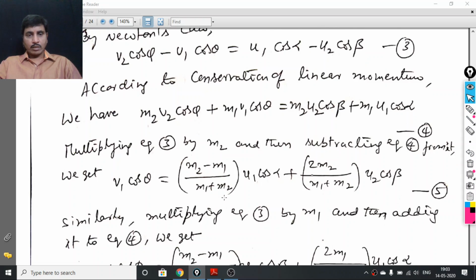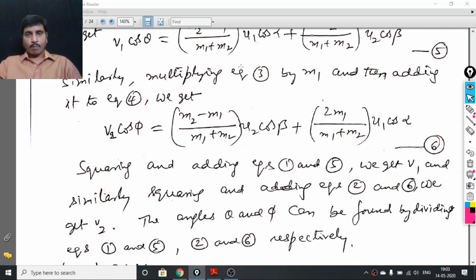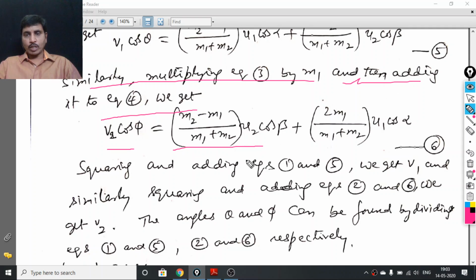Similarly, multiplying equation 3 by m1 and then adding it to equation 4, we get v2 cos phi is equal to (m2 minus m1) by (m1 plus m2) into u2 cos beta plus 2m1 by (m1 plus m2) into u1 cos alpha.